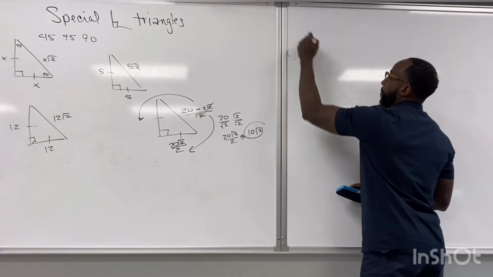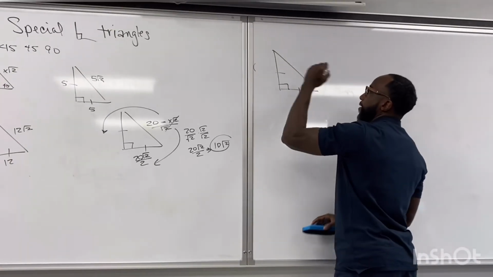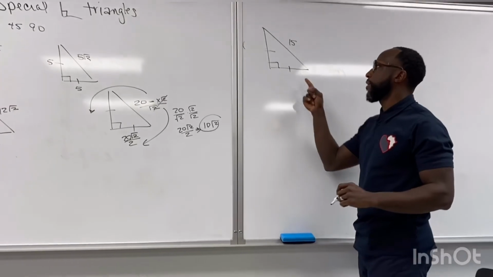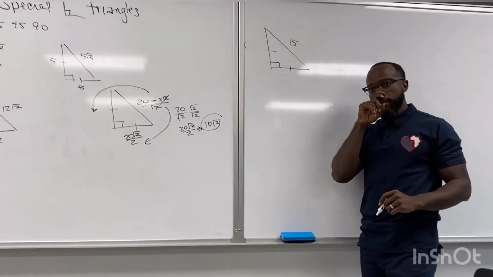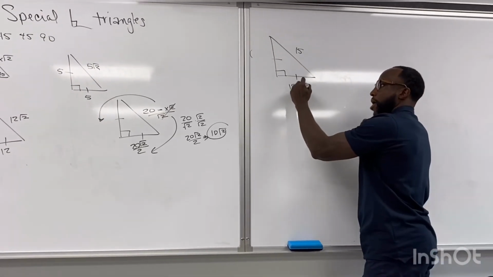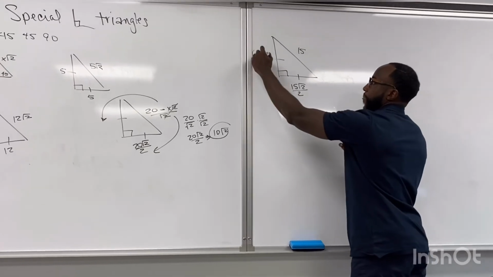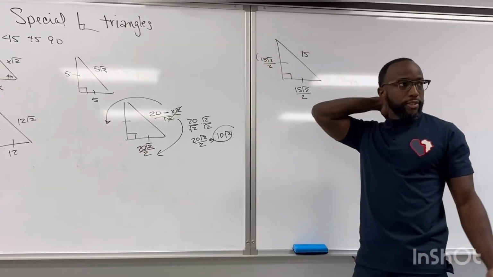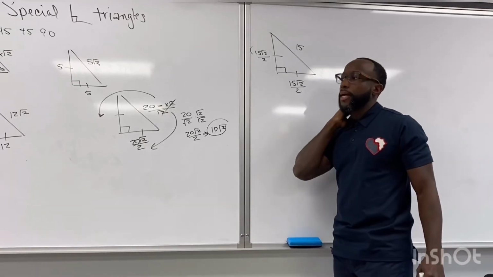Alright, what if I give you this one. If the hypotenuse is 15, what's the measure of these sides? 15 over 2 over 2. Very good. And that's the answer? That's it. Special right triangle. Good work.